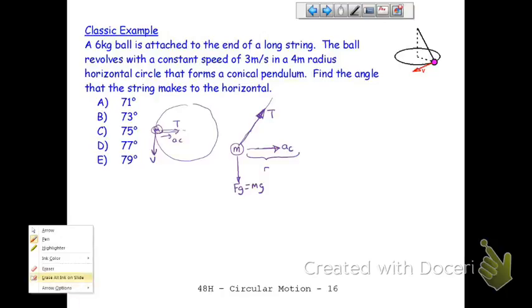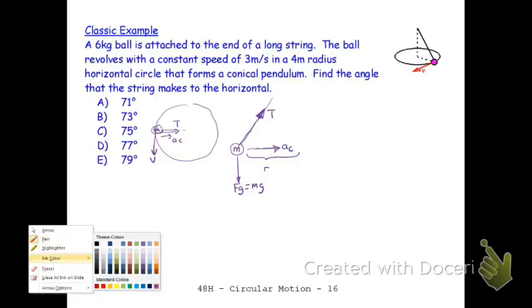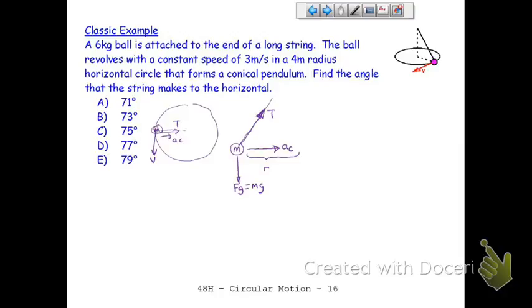Let's put some numbers in if I have them. Let's change color for that just so I see. So let's have a look. 6 kilograms. And end of a long string. The ball revolves at constant speed. Oh, I didn't draw my v in. My v is equal to 3 meters per second. It's a bit hard with these diagrams to draw. When you're given the v, you want to draw it in. When you ask for the v, you might not want to draw it in. So I draw my v like that to show it's coming towards me.